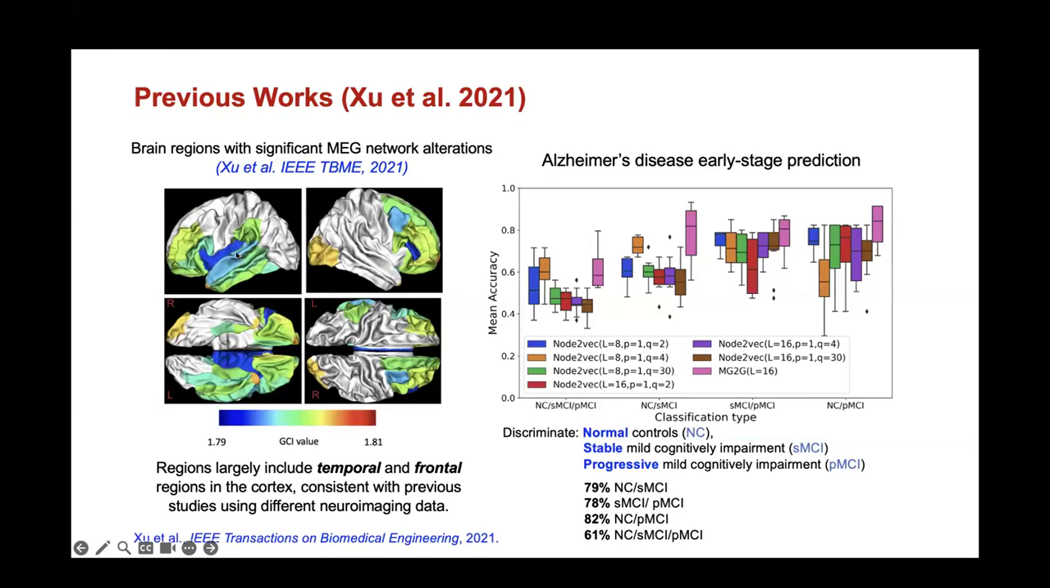And we can actually store our memory there. So basically, it means that in the temporal lobe there are big alterations between the two different subgroups. And on the right side, it shows the classification results for the different groups: normal controls, stable MCI, and progressive MCI.